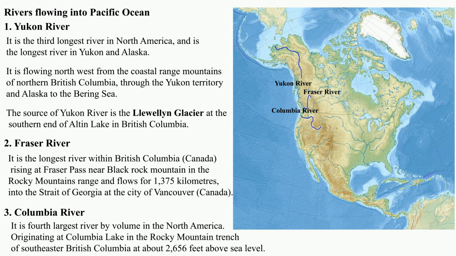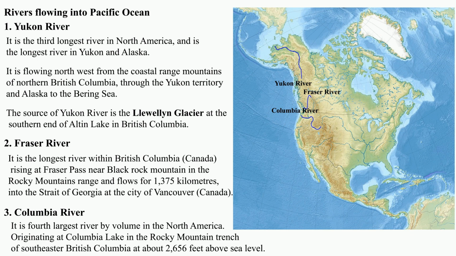Okay. Now next river is the Columbia River. It is the 4th largest river by volume, not in terms of area, by volume in North America. Do remember the differentiation between the longest or any superlative river in terms of area and in terms of volume. So the Columbia River is the 4th largest river by volume in North America, originating at Columbia Lake in the Rocky Mountain Trench of southeastern British Columbia at approximately 2,700 feet above sea level.